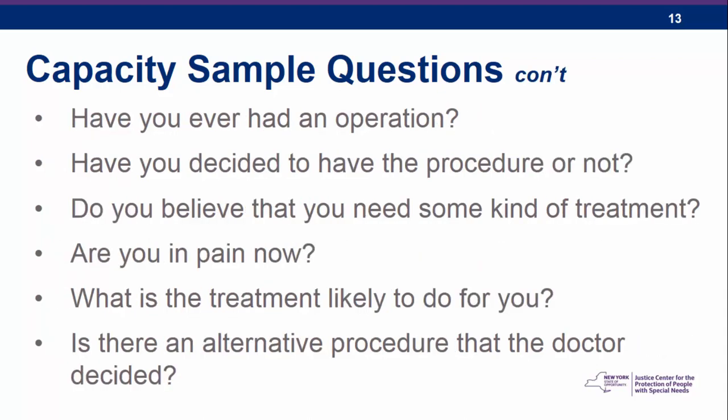Additional capacity sample questions can also include: have you ever had an operation? Have you decided to have the procedure or not? Do you believe that you need some kind of treatment? Are you in pain now? What is the treatment likely to do for you? Is there an alternative procedure that the doctor decided or discussed?